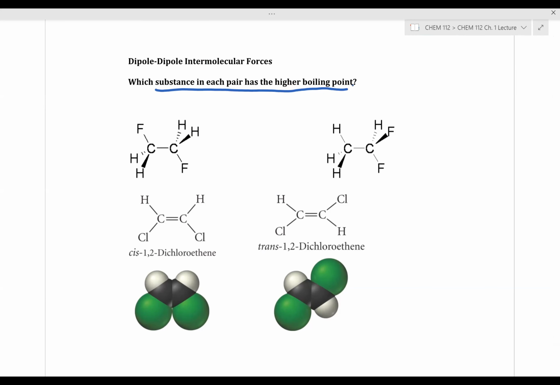So I see that this one's the same atom, the same side. So this will be more polar, right? Yeah, because the dipoles are aligned in the same direction. So this one would be the one.